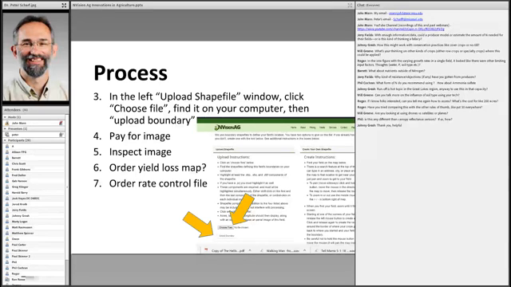And the cost for 200 acres, it's $1.50 per acre for the image.